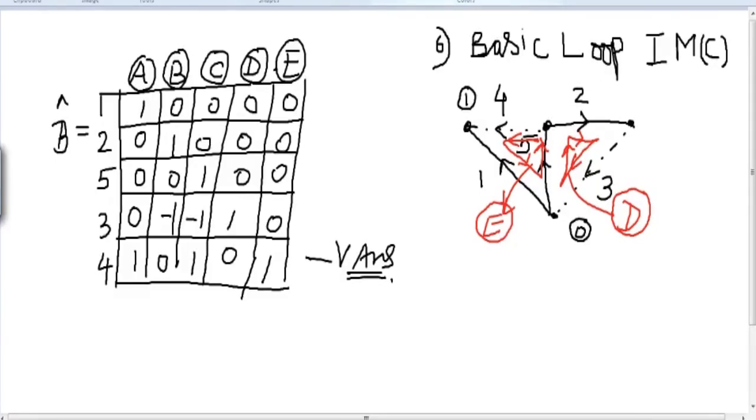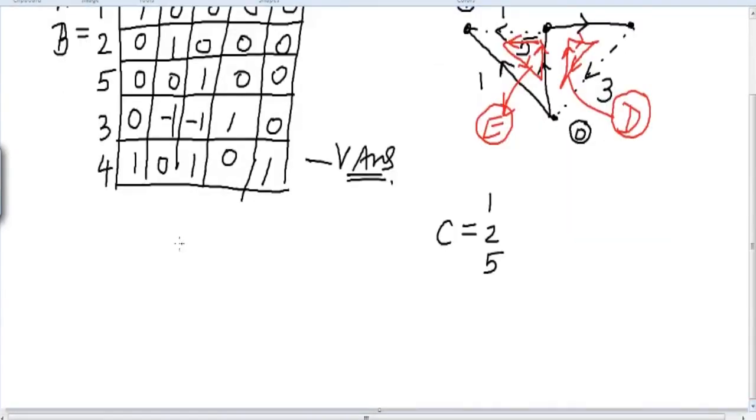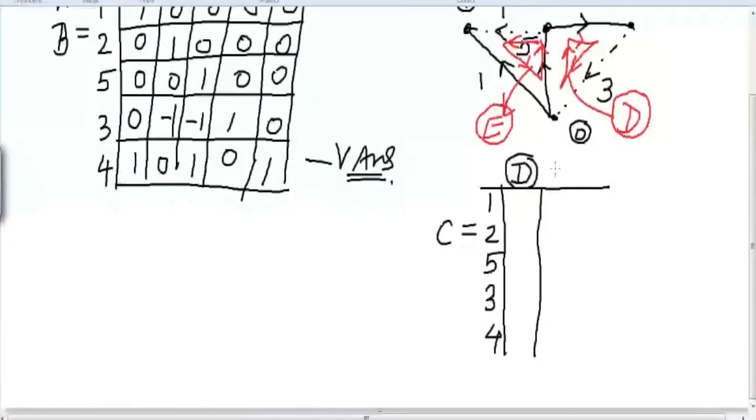Please write the matrix. I hope you all are able to write it. Let me write the matrix here. The name of the matrix is C. C is equal to 1, 2, 5, and then the links, 3 and 4, and the loops D and E. We have to simply fill these columns and that will complete our basic loop incidence matrix.